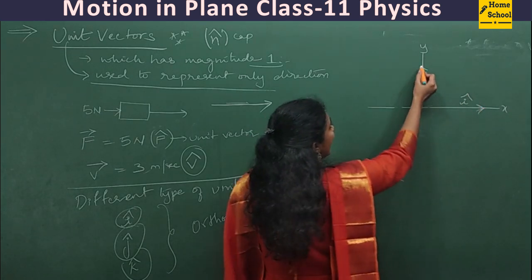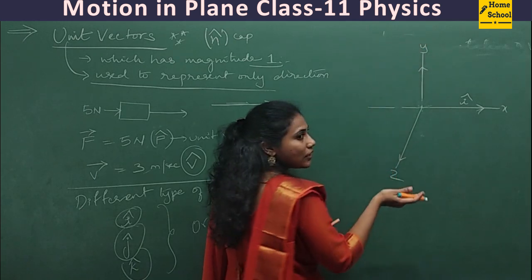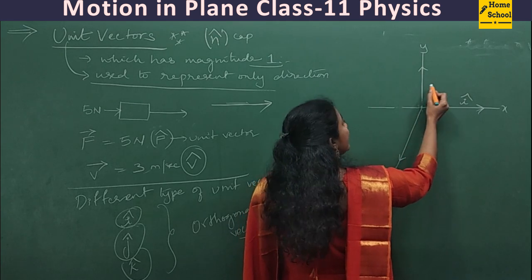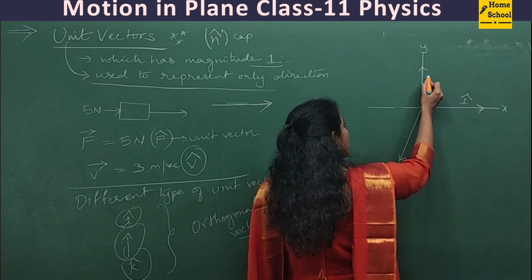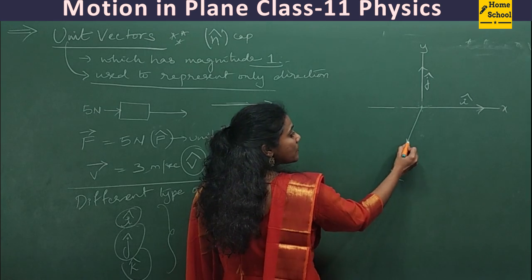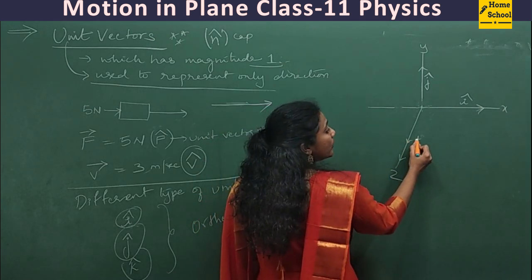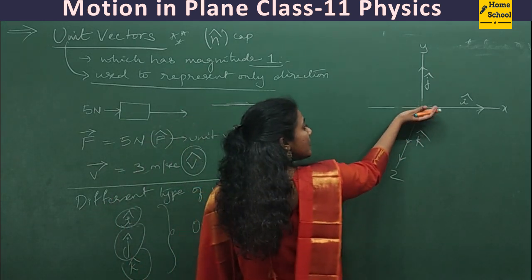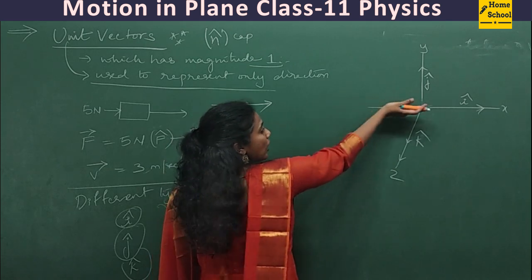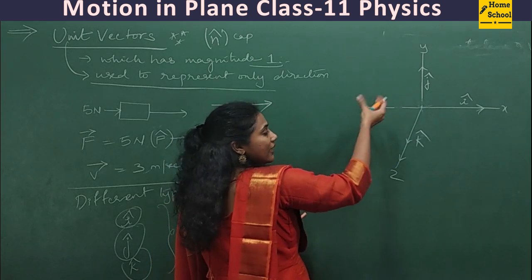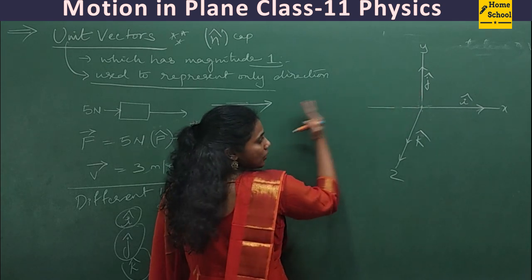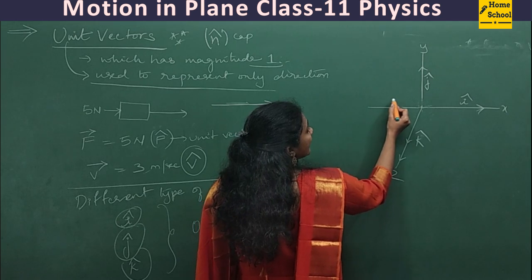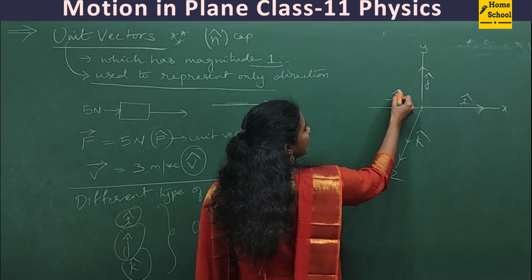If a vector is moving in y direction, then the unit vector is represented as j cap. If a vector is moving in z direction, then the unit vector is represented as k cap. If a vector quantity's direction is in the negative x-axis, opposite to the x-axis, then its unit vector can be represented as minus i cap.